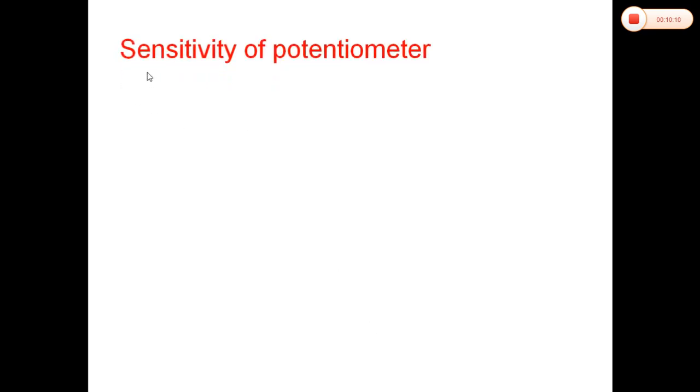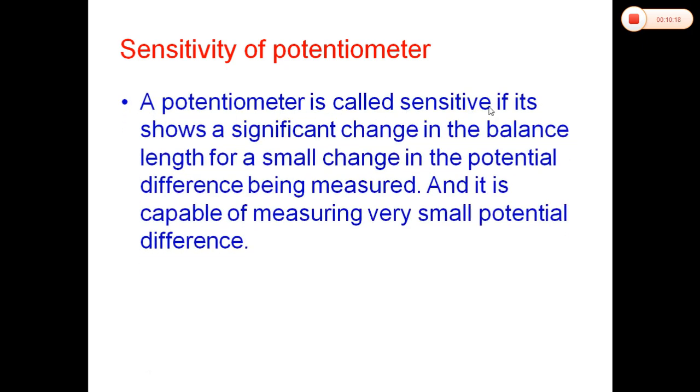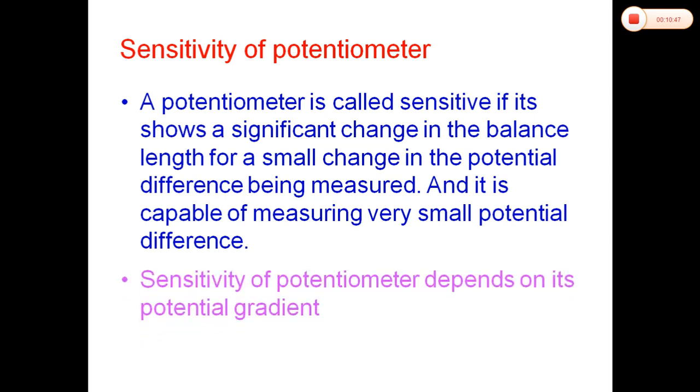Students, now we define some terms related to the potentiometer, that is, the sensitivity of a potentiometer. A potentiometer is called sensitive if it shows a significant change in the balancing length for a small change in the potential difference being measured, and it is capable of measuring very small potential differences. Means a potentiometer is called sensitive if it shows a large change in the balance length when there is a small change in the potential difference which is measured.